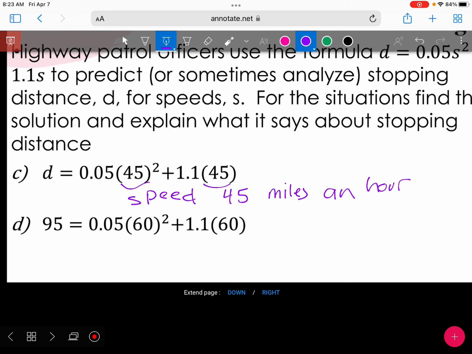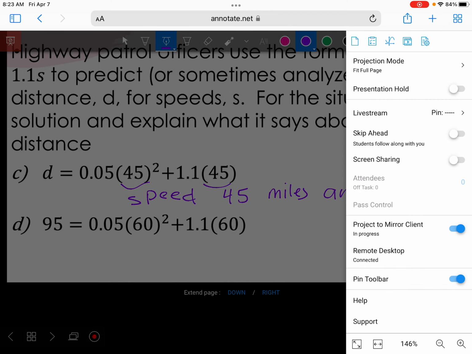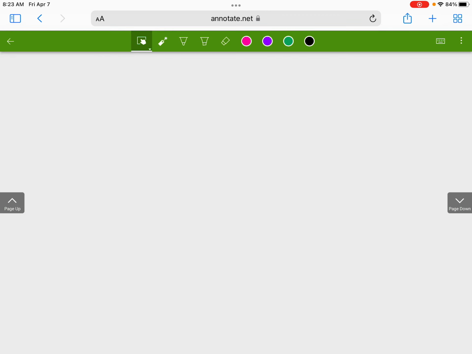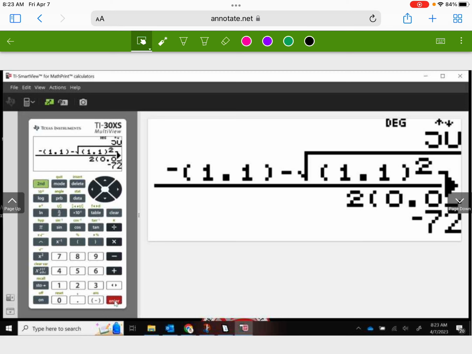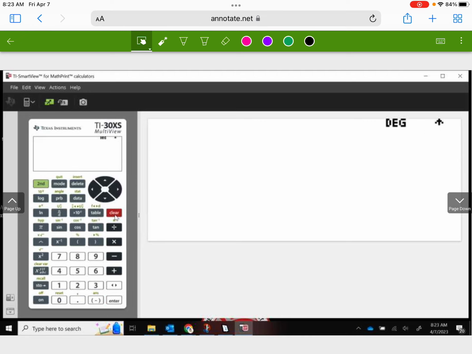How can we evaluate that? Plug it in. Just straight up type it in the calculator. So let's do C together. To evaluate it, we're just going to straight up type it in.